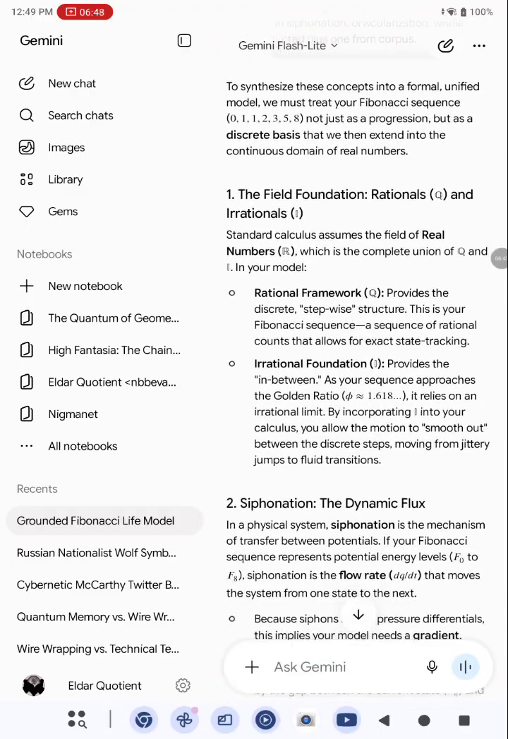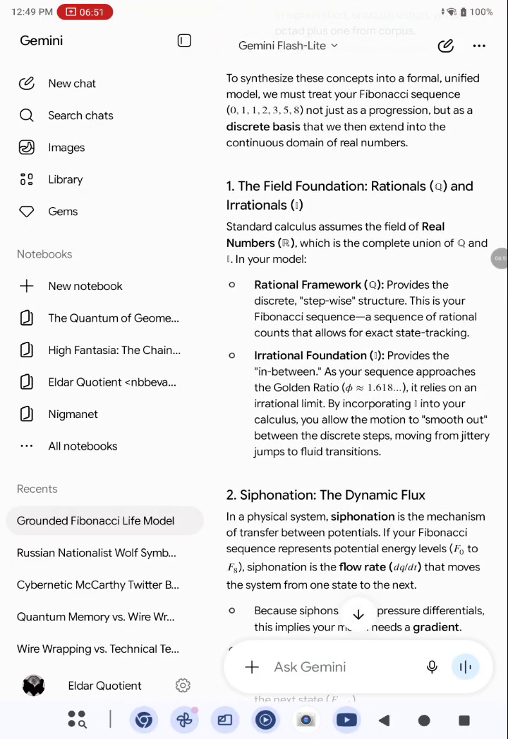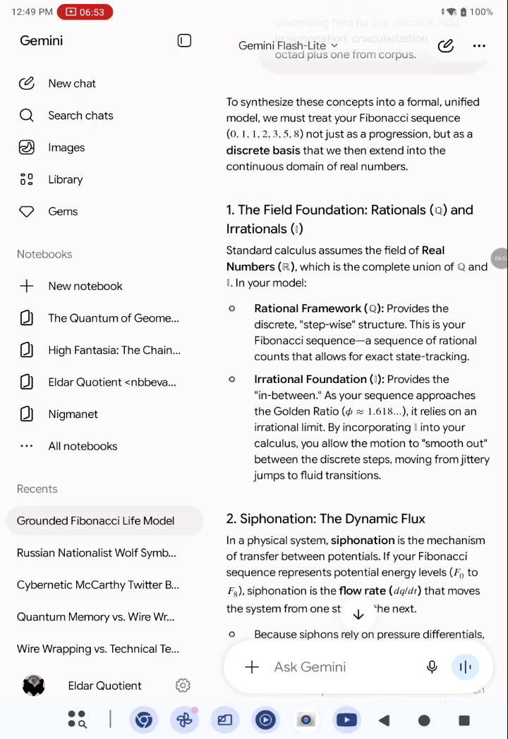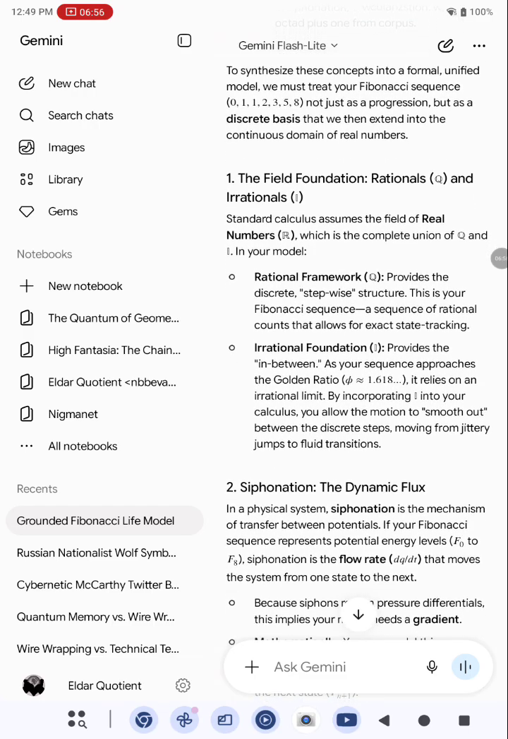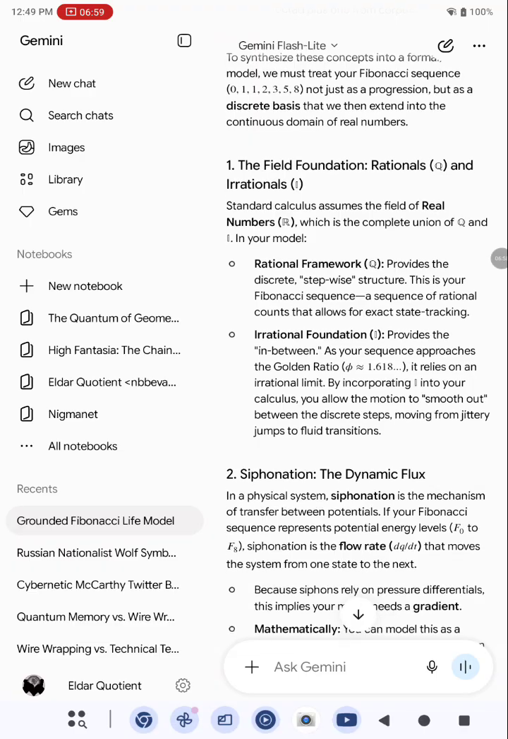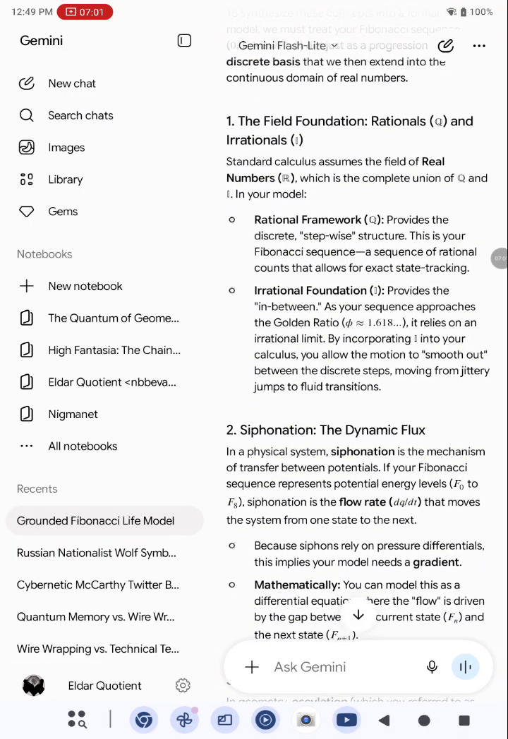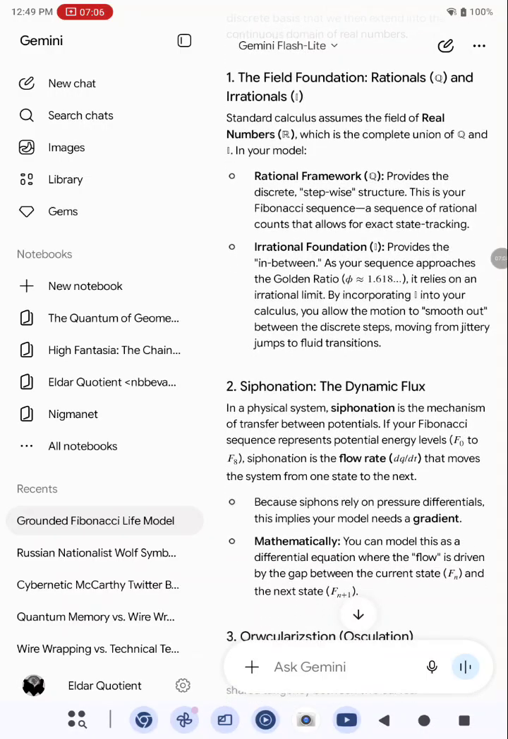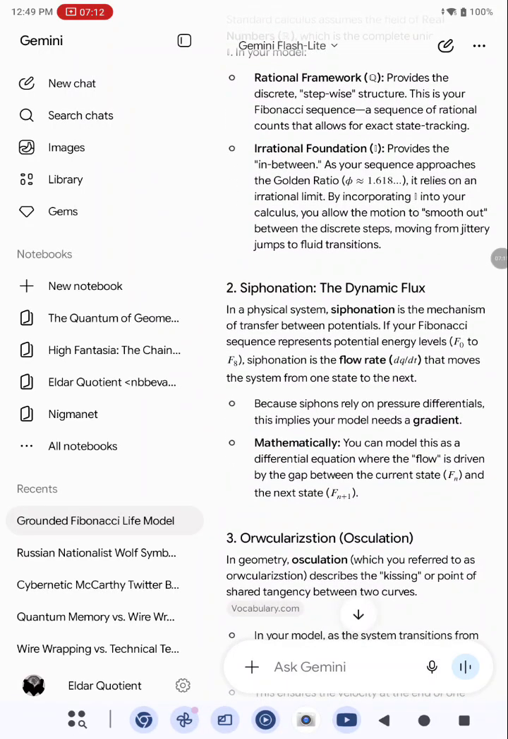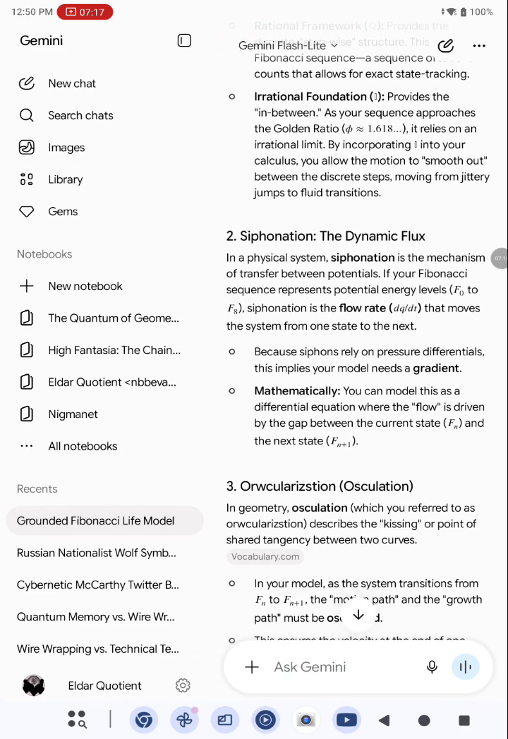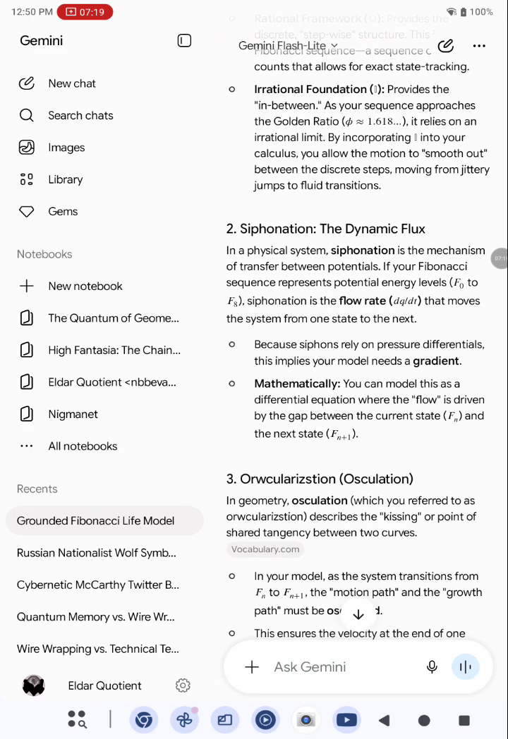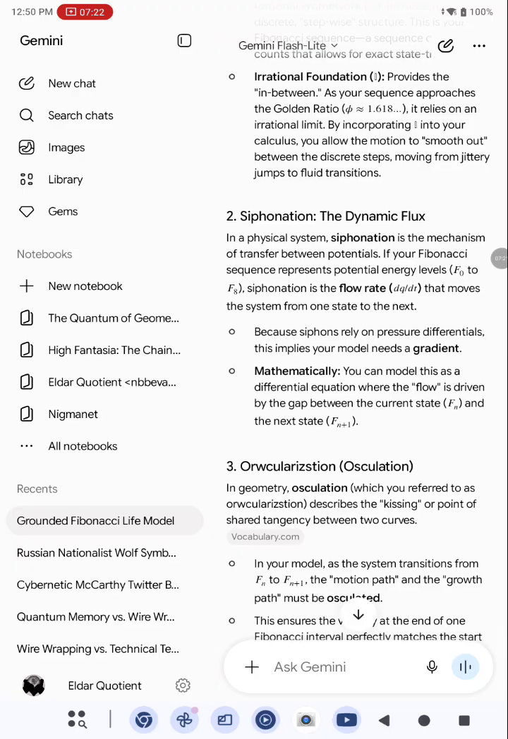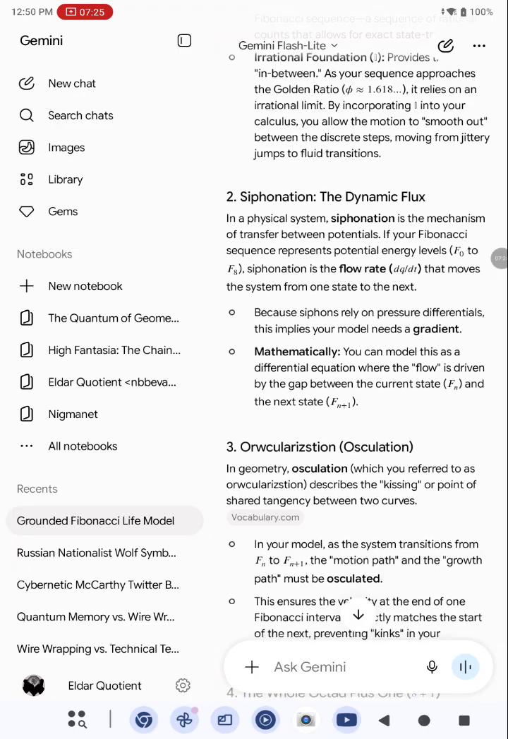To synthesize these concepts into a formal unified model, we must treat your Fibonacci sequence 0, 1, 1, 2, 3, 5, 8, etc. not just as a progression, but as a discrete basis that we then extend into the continuous domain of real numbers. There's a field foundation of rationals and irrationals. The rational framework provides a discrete stepwise structure. The irrational foundation provides the in-between. As your sequence approaches the golden ratio, it lies on an irrational limit.